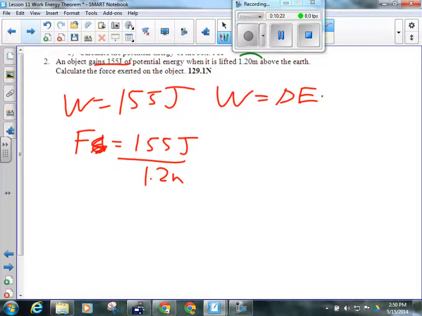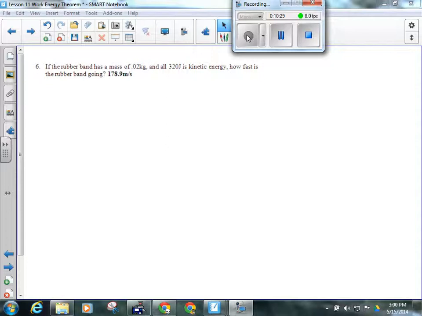All right? Any other ones? All right, keep going then. All right, so on number 6 here, okay, we have a rubber band that has a mass of 0.02 kilograms, okay, and all 320 joules of energy is kinetic.